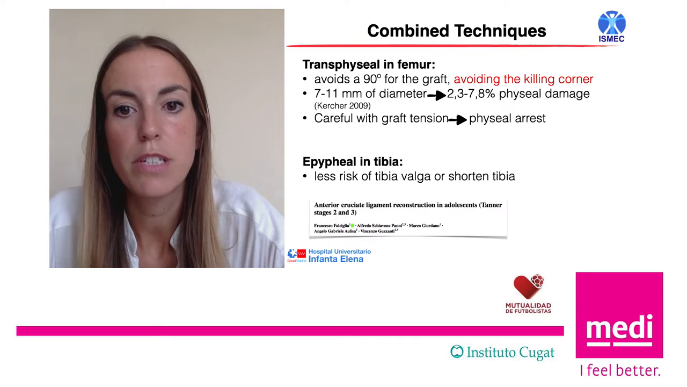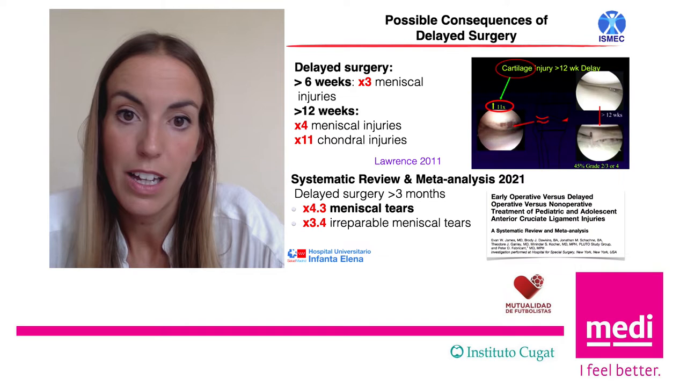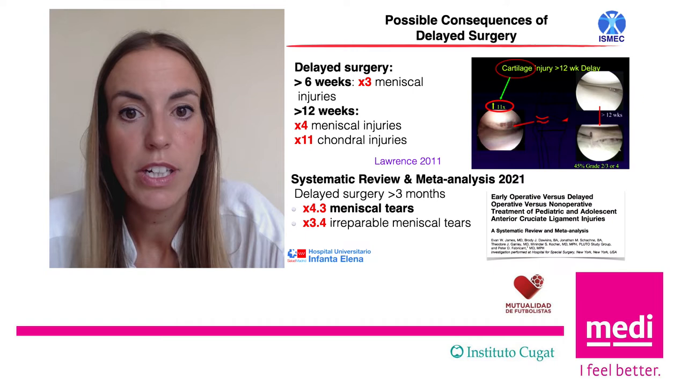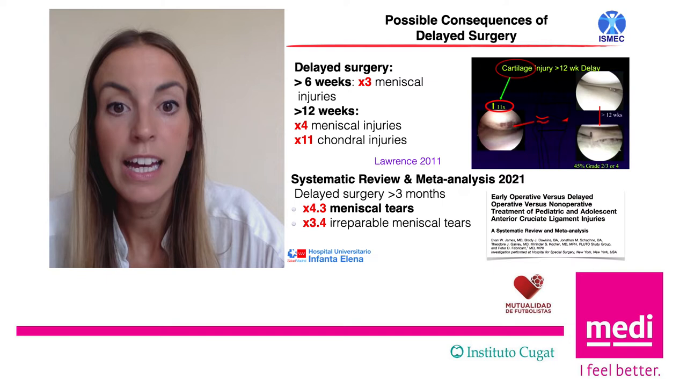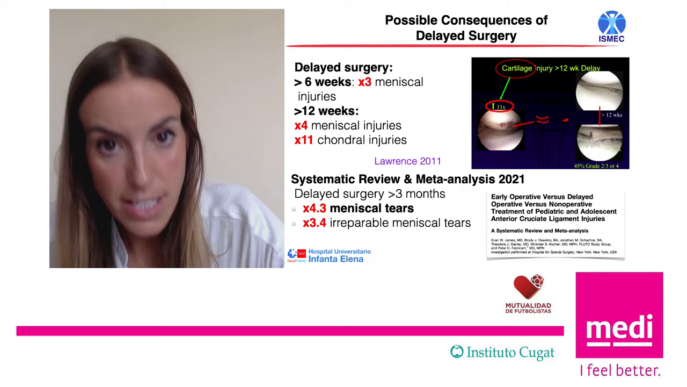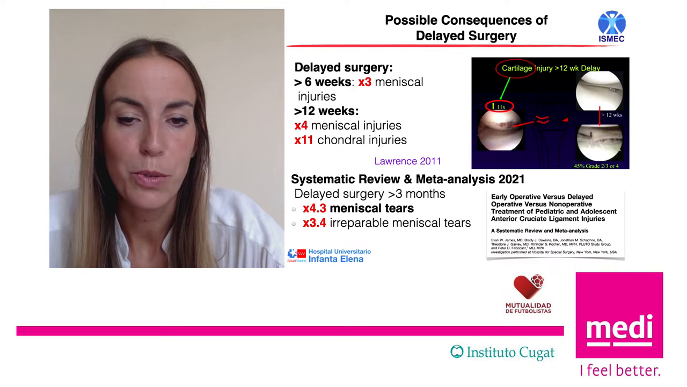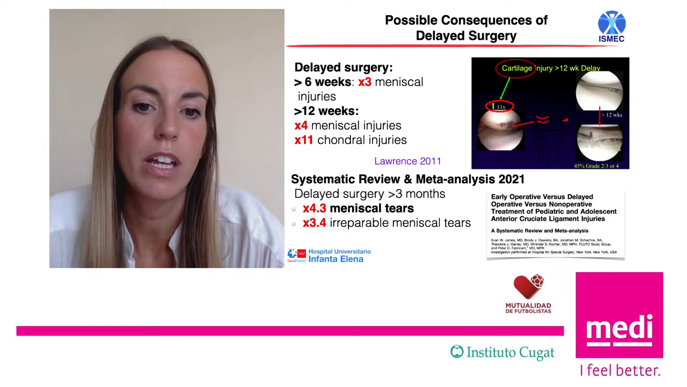The possible consequences of delaying the surgery: if we indicate a surgery, we have to try to do it within the first 6 weeks, because studies have shown that if we delay the surgery, meniscal injuries increase 3 times. And if we delay it more than 3 months, these injuries increase 4 times in the meniscus and 11 times in chondral injuries. There's a meta-analysis from last year which has shown the same results, 4 times in meniscal tears and 3.4 in irreparable meniscal tears if we delay more than 3 months.